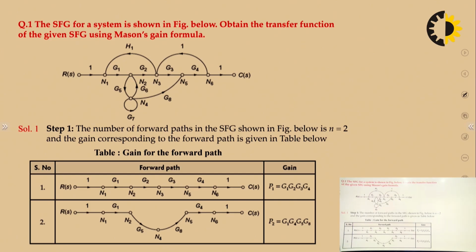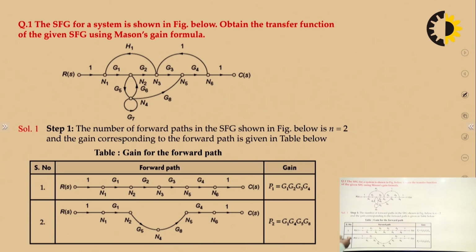Okay, so here for this particular question, we will see how we will find out the overall transfer function of the given system. You can see the signal flow graph is directly given to us. Now first of all we will identify how many forward paths are there in the system.